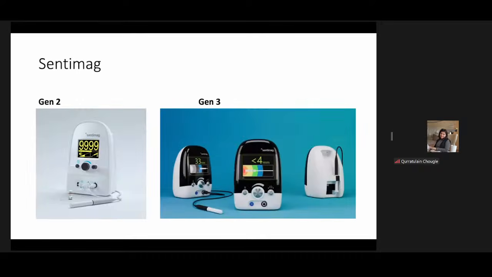This is just to show you what the devices look like. So the one that we are presently using is Gen 2. You can see the probe below. When you have the probe, we usually cover it with a camera cover. And when it is bang on the lesion, you will see 999 on the screen of the Centimag machine, and you know that you've reached the target.